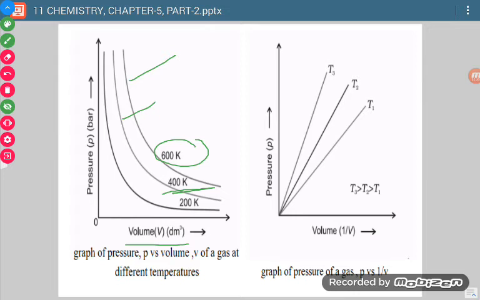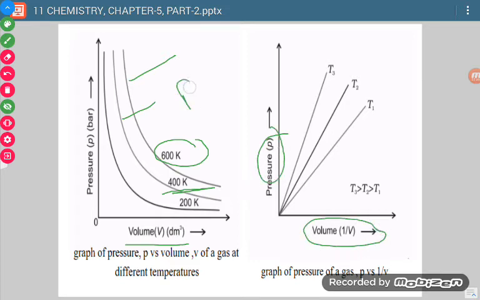Similarly, when we plot a graph between pressure and 1 by V, then what happens?